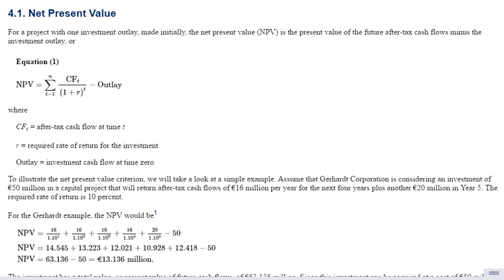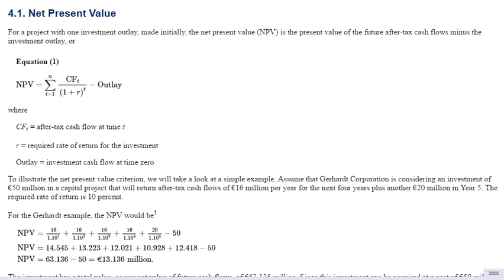It has some fairly simple numbers. Just wanted to show you where that came from. I'm going to use it on the example and use my calculator later on as well. So net present value. For a project with one investment outlay made initially, the net present value is the present value of the future after-tax cash flows minus the investment outlay. So they're giving you the equation there.